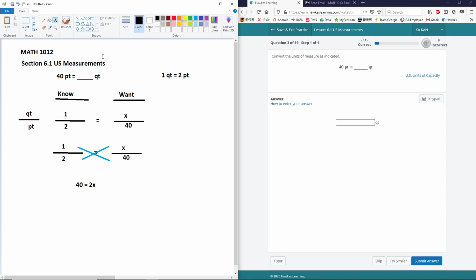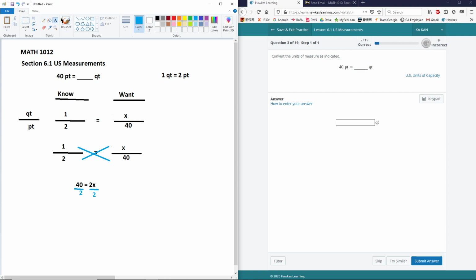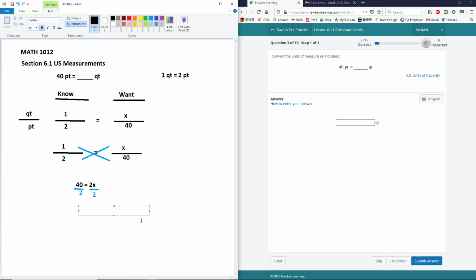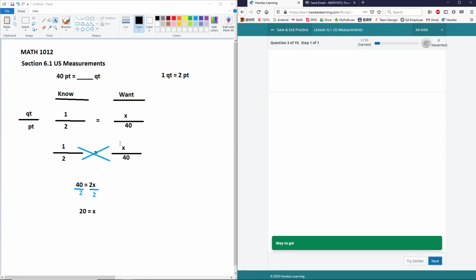And then you can say, well, we can now divide by 2, right? Remember, always divide by the number in front of the variable, in front of x in this case. So let me divide both sides by 2. Just like that. Then you get, of course, 20 equals x. So what does that mean? 40 pints is 20 quarts. Obviously, you know that because 2 pints is 1 quart. So you just divide that by 2. So, I mean, I get that. It's easy if you just do it in your head. But I just want to show you the process. Because not every problem's that easy.